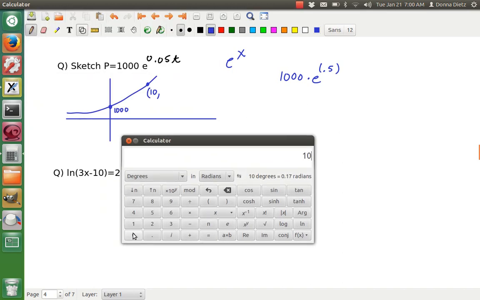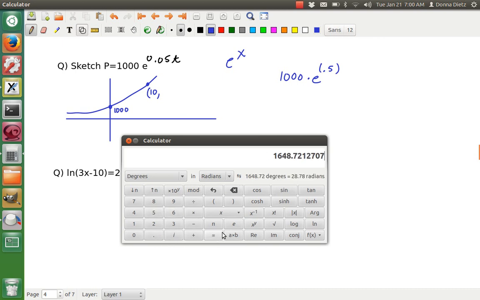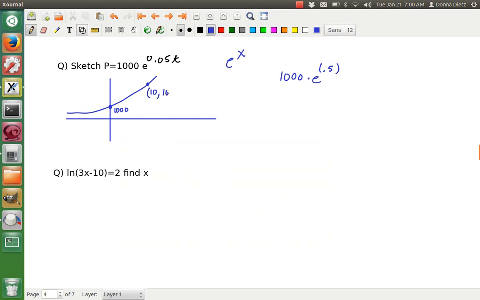So it looks like we're investing $1,000 compounded at some continual rate to the power, but not necessarily. It could be a pure problem. 1648 or 1649. So that's just so that you get a general idea of what the curve is supposed to look like. Okay?